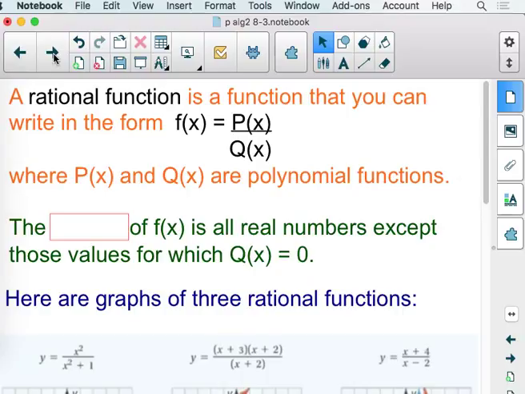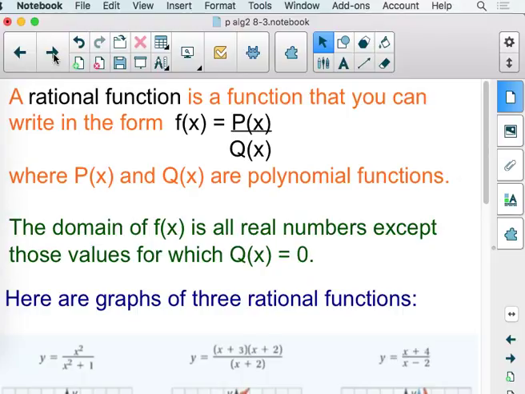So a rational function is a function that you can write f of x equals p of x over q of x, where p of x and q of x are just any polynomials. So anything with x's in it that you would want to use. And then, domain.